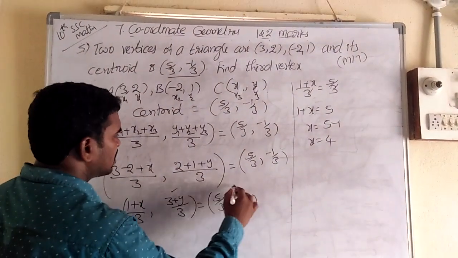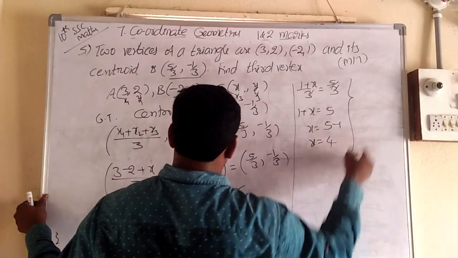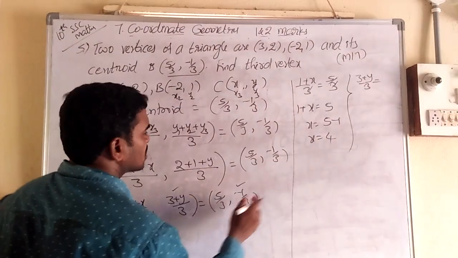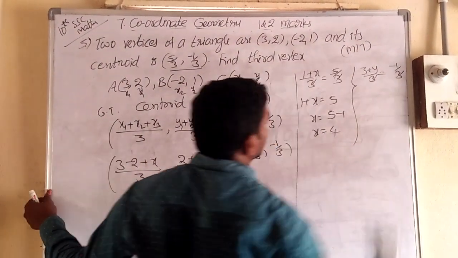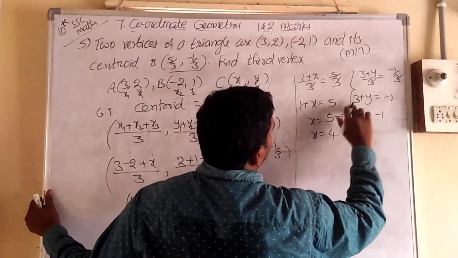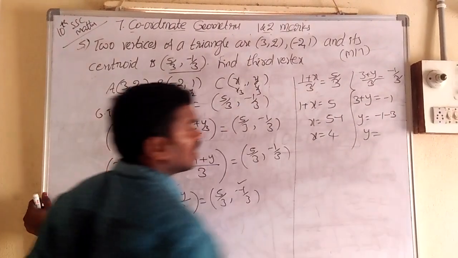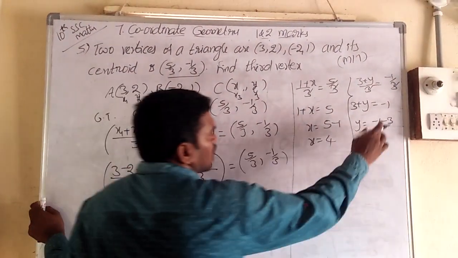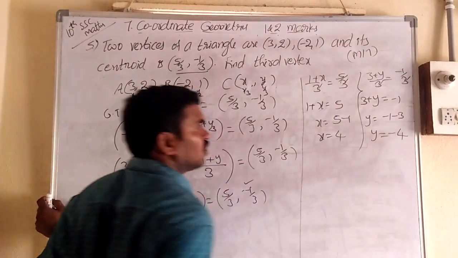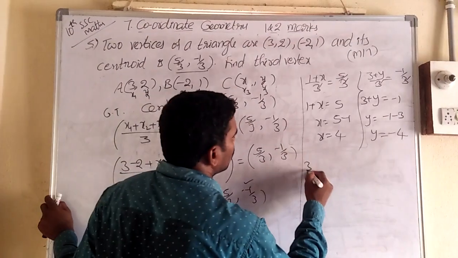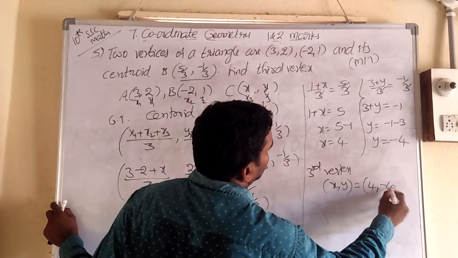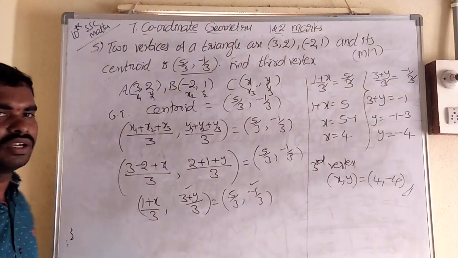And next compare with the second terms. What is that? 3 plus y by 3 is equal to minus 1 by 3. Here also 3 plus same, cancel. So then 3 plus y equal to minus 1. Y equal to minus 1 plus 3 centroid becomes minus 3. So y equal to minus 1 minus 3 how much? Both are negative terms. Here minus 1, here minus 3, the total is minus 4. So y value is minus 4. Okay. So therefore third vertex x comma y is equal to 4 comma minus 4, the solution to the question.